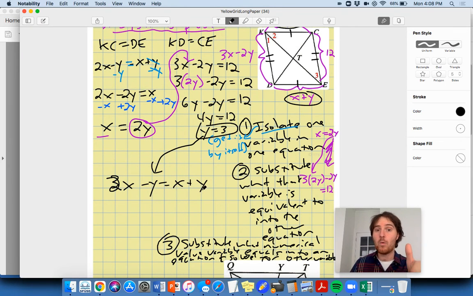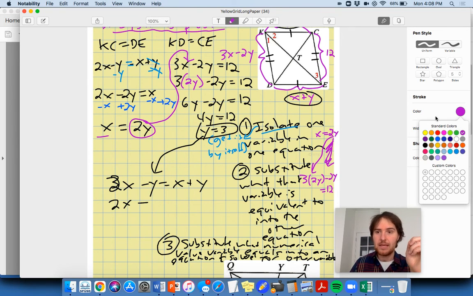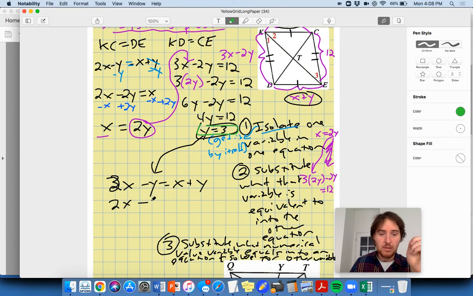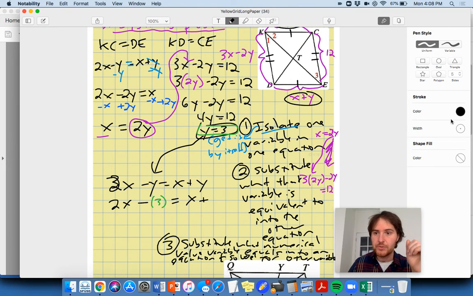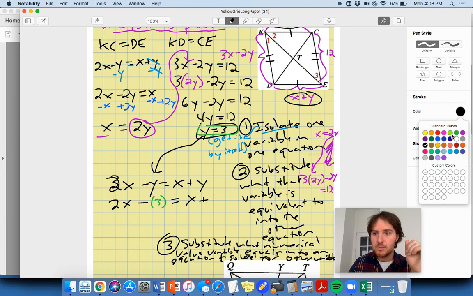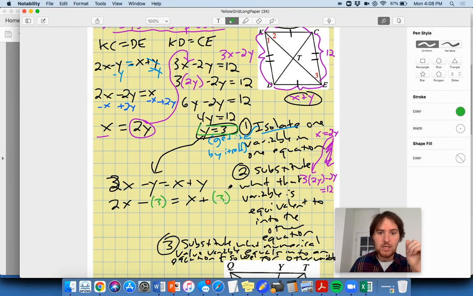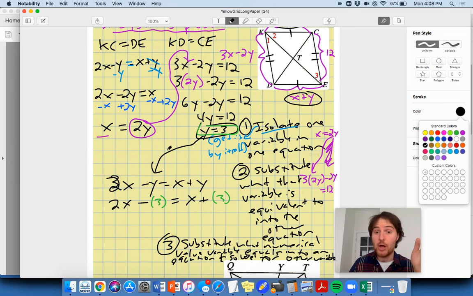Well, what do we know about y? We solved for y. y is 3. So let's replace that, let's do that maybe in green. y equals 3. I'll do that maybe in parentheses to make that more simple. I got to put y there. I got to put y over here too, plus 3. And now I'm going to solve for x, right?